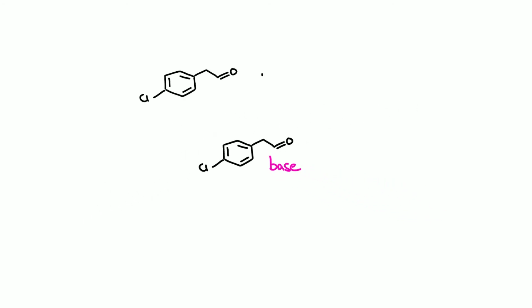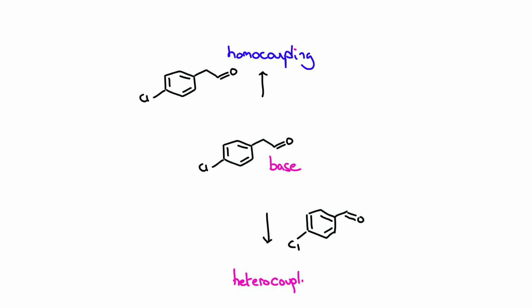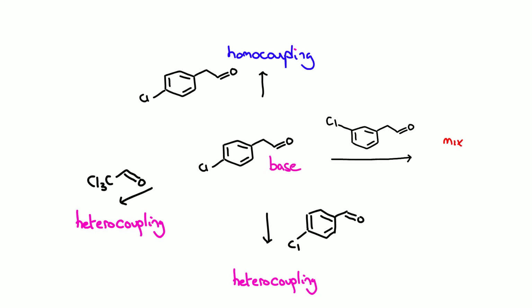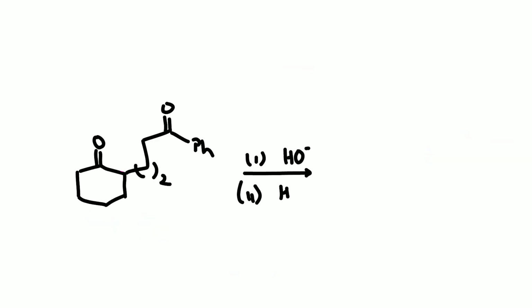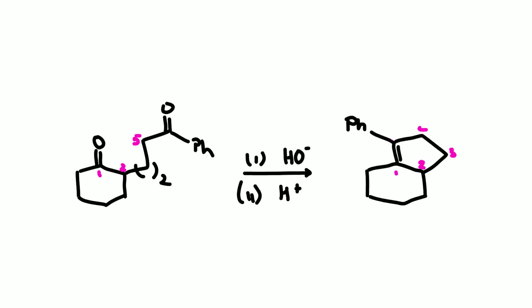For example, this enolizable aldehyde may undergo homocoupling. It can be reacted cleanly with non-enolizable aldehydes, but a mixture of products would form if it were reacted with a similar enolizable aldehyde. Favored ring sizes can be used to control the products in these reactions.